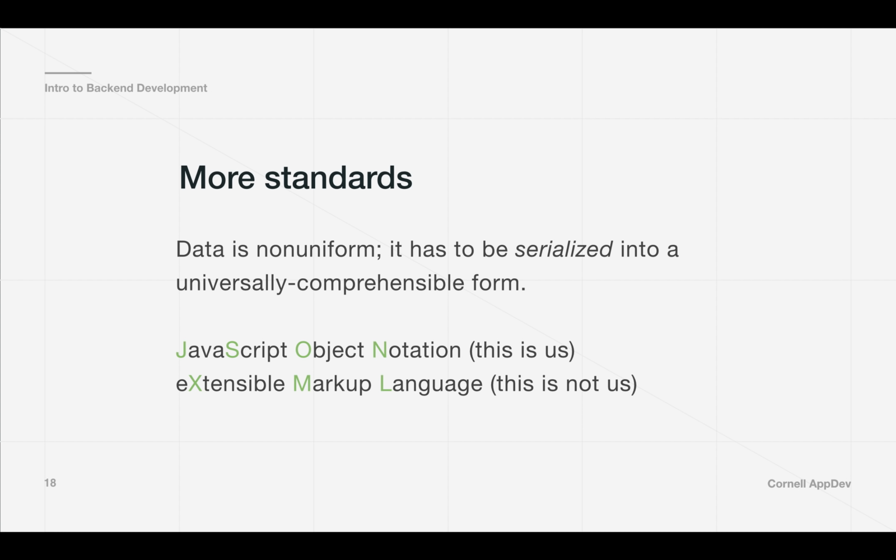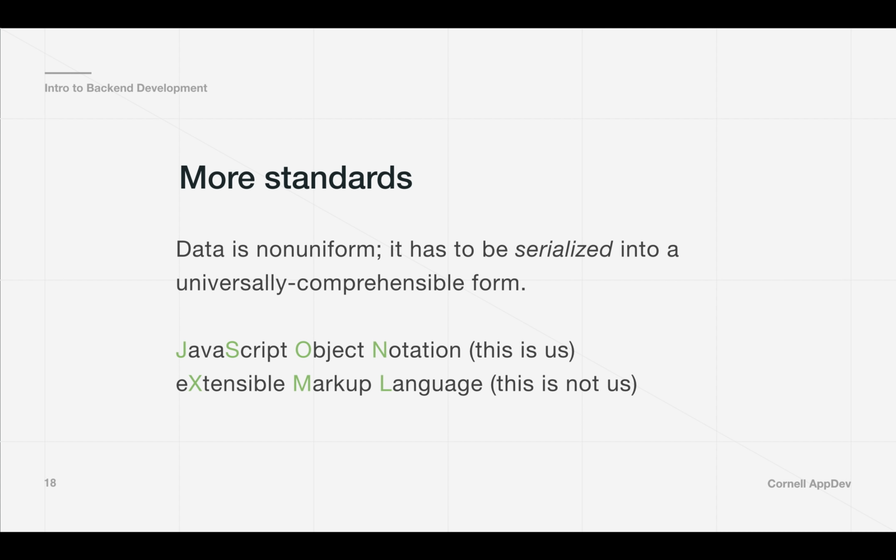Okay, so there's more standards. Data in general is non-uniform. For example, if a server was taking in data, how would the server know what kind of data to expect? How does the client understand what kind of data to accept, right? So we have some agreed upon formats.